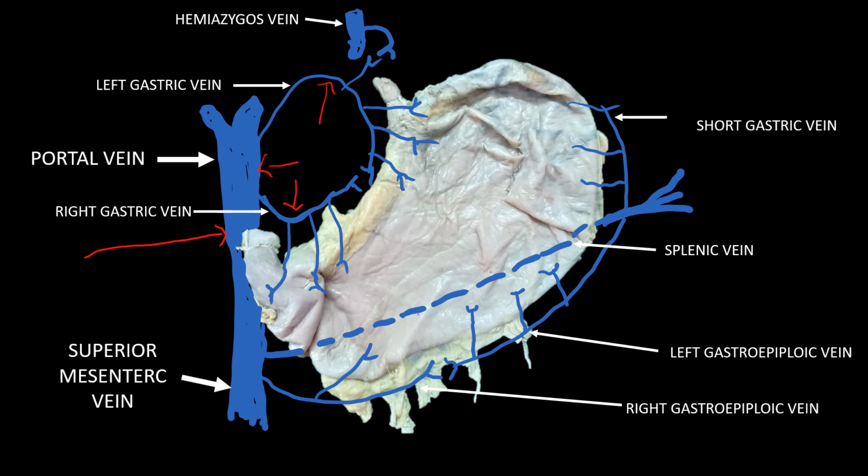Short gastric vein and left gastroepiploic vein drain into the splenic vein. Right gastroepiploic vein drains into the trunk of the superior mesenteric vein. As we know, the superior mesenteric vein, by uniting with the splenic vein, forms the portal vein.